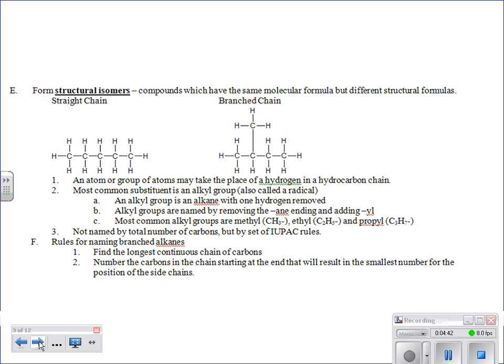Okay, so now we can talk about something known as structural isomers. If you have an isomer, then it means it has the same molecular formula. Let's just write that. Same molecular formula.